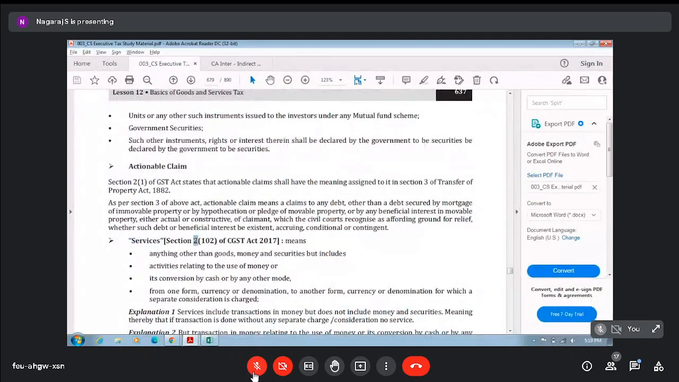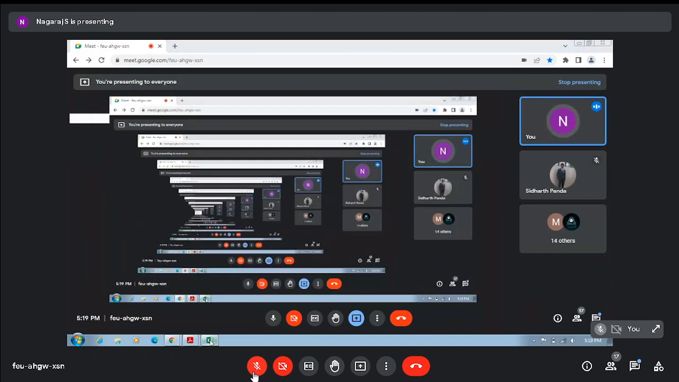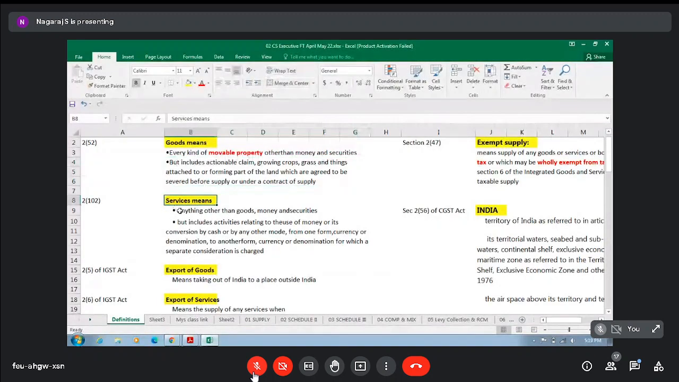Section 2, subsection 102 defines service. Service means what? Anything other than goods, money and securities. This is all service. When I come to the definition of service, it is anything other than goods. Then goods means what? Movable properties other than money and securities.